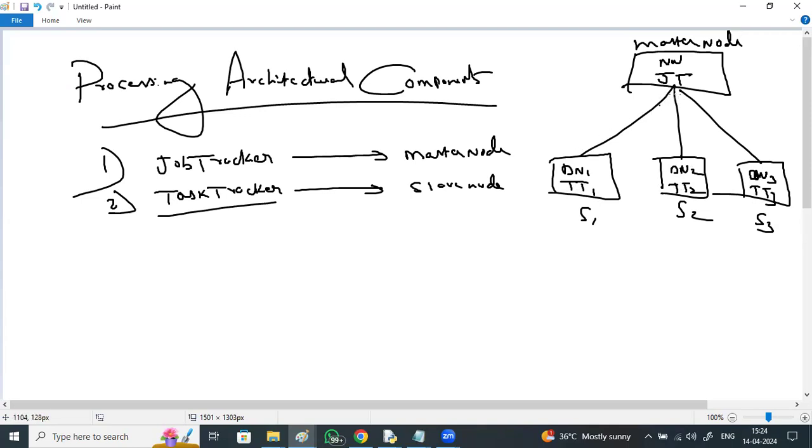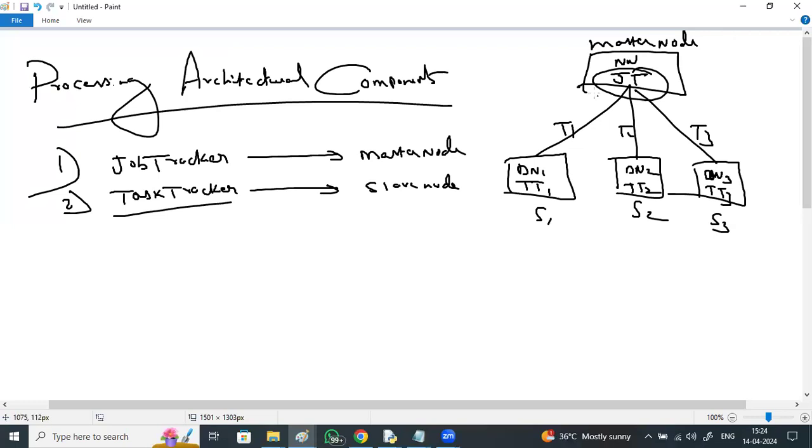Who assigns the task? Job tracker, to the task trackers. T1 task is assigned to task tracker 1, T2 task to task tracker 2, T3 task to task tracker 3. Job tracker assigns, the task tracker executes the tasks. So within the master node, we see two things, name node and job tracker. Name node for storage, job tracker for processing. Who is the master for storage? Name node. Who is the master for processing? Job tracker.